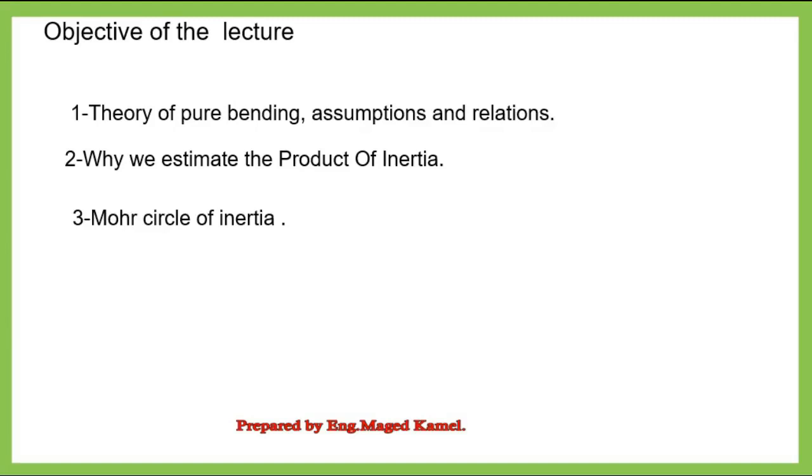So everyone, for the objectives of this lecture, the first one is the theory of pure bending, assumptions and relations. The second objective is why we estimate the product of inertia. And the third objective is that we are going to talk about Mohr's circle of inertia and how we can use it to get the maximum and minimum values of the moment of inertia.